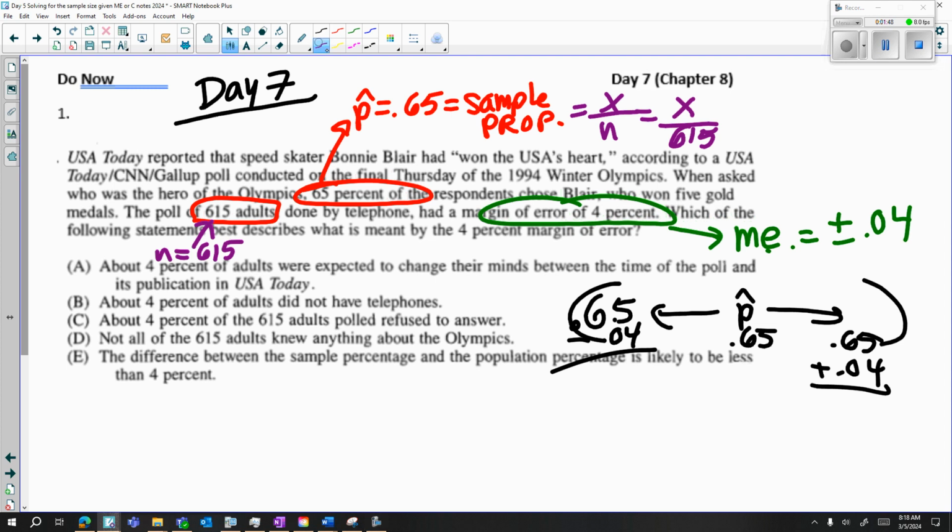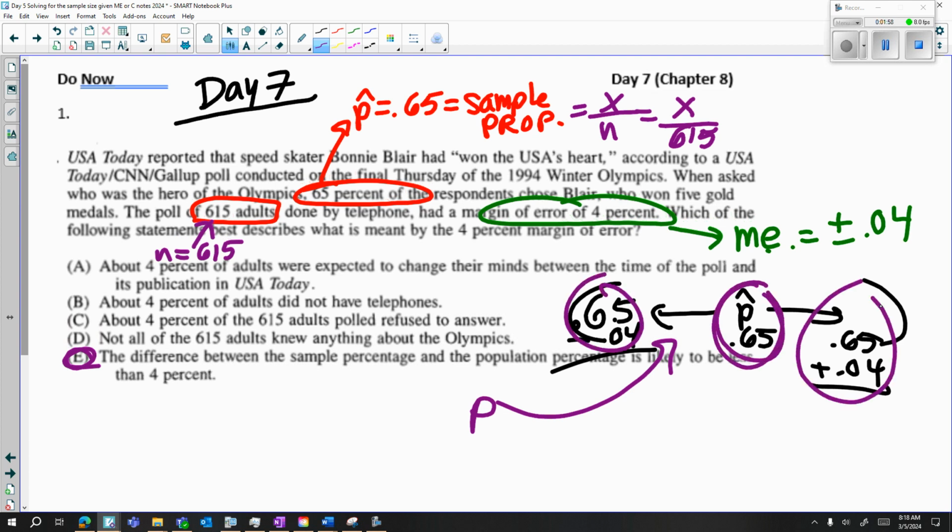So the answer is E, and it has to do with the fact that you want to try to capture the true parameter, the true proportion. And you know it's going to lie somewhere between here and here, or between here and here. So that distance between here and there, the endpoint, is that full margin of error. And you basically want to try to capture that true proportion within that distance. There you go. Good job.